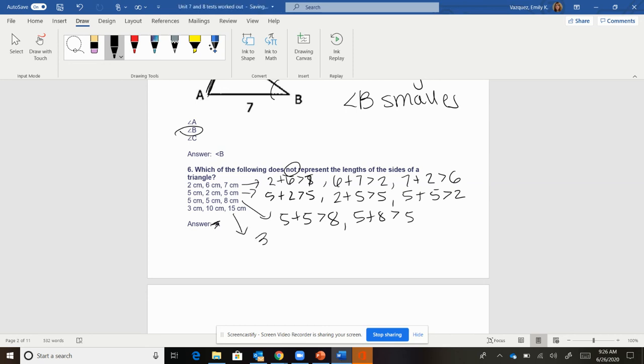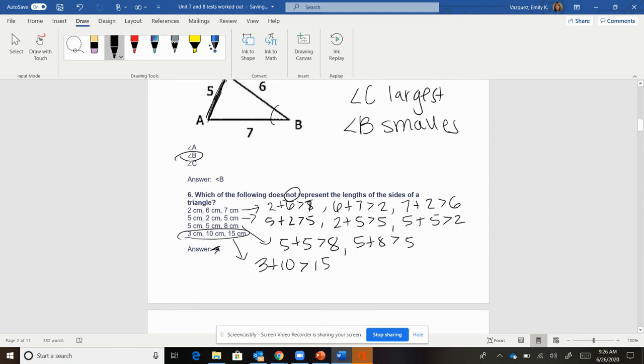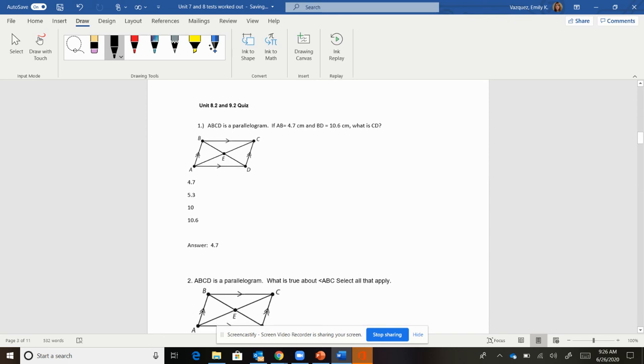Last one, 3 plus 10 should be greater than 15, and that is not true. I don't even need to finish this last one because remember again, if I get one statement that's false, then the whole triangle is false. So the correct answer here was D, or whatever it ended up being on your guys' quiz. So those were your results for the first quiz on Unit 7. Now to go to 8.2 and 9.2, where we started learning about parallelograms. I'll go ahead and pull up my parallelogram properties.